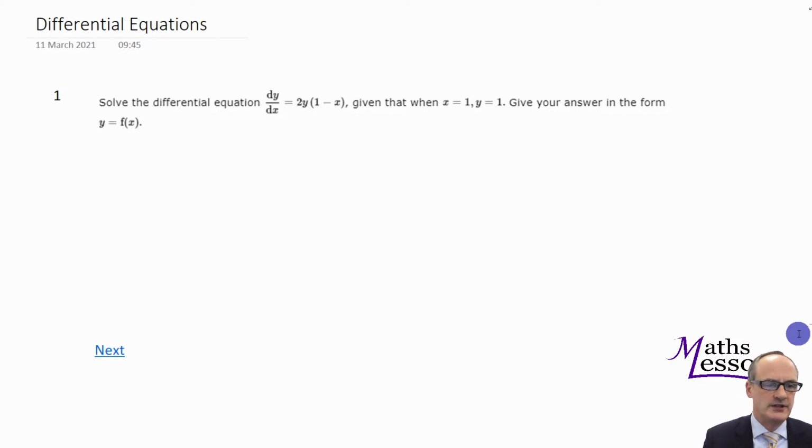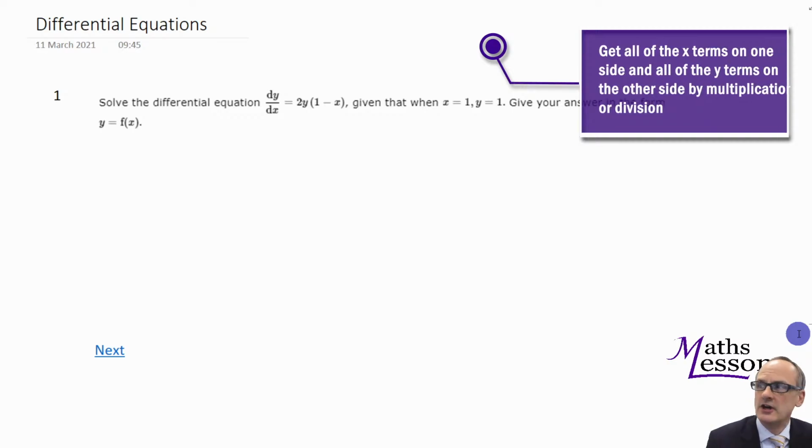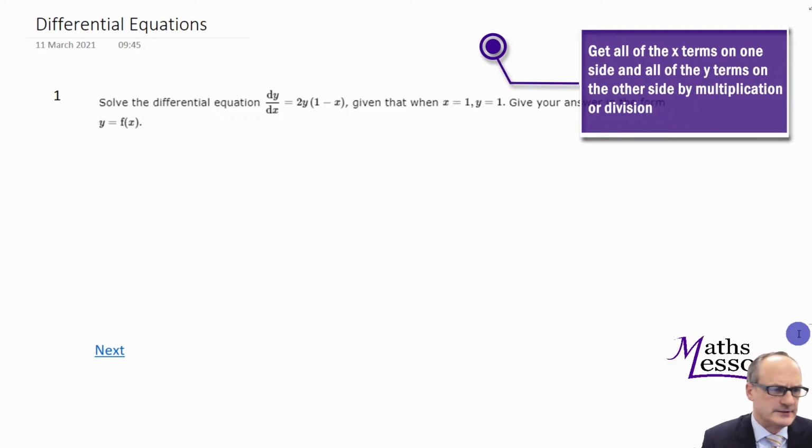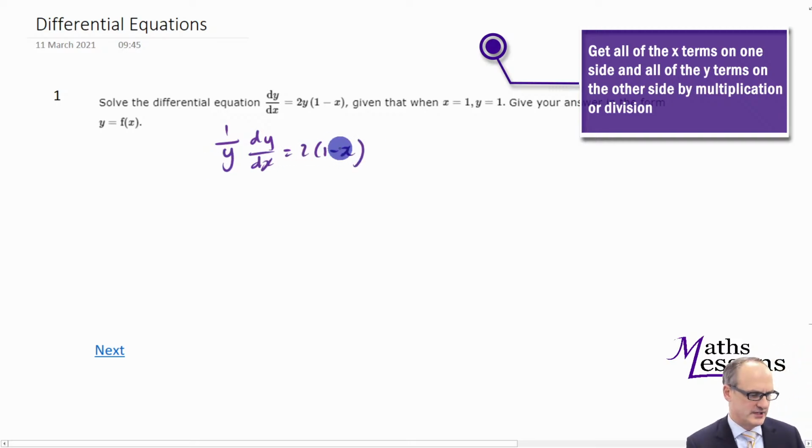So, first thing we need to do when we solve a differential equation is get the x and y on each side by either multiplying or dividing. So let's first do that. We're going to get the y on this side by dividing by y. So we get 1 over y times dy by dx equals 2 open brackets 1 minus x. So we've separated the variables out and we've got the y and the x's on each side.